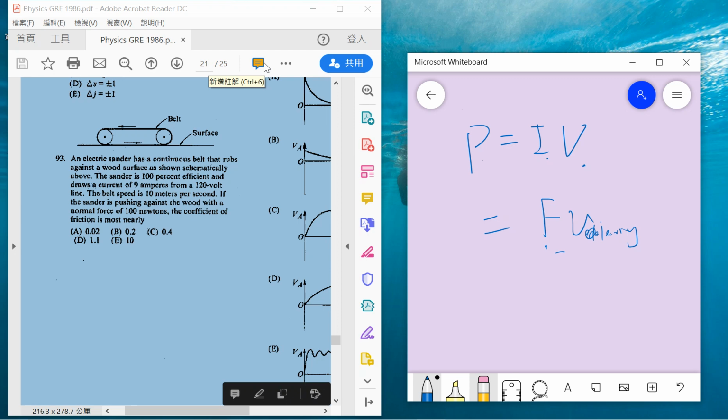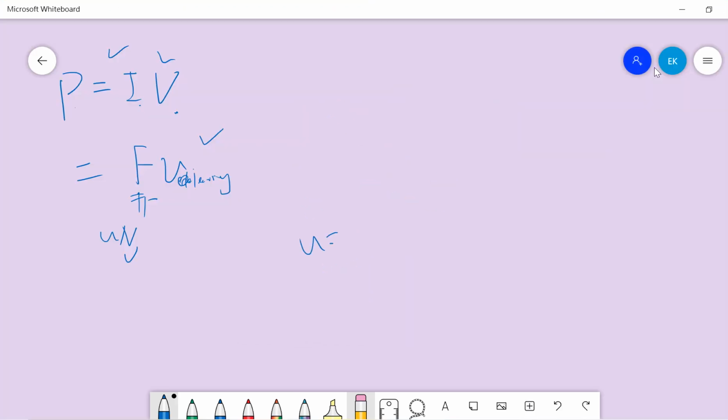Okay, but it asks you about the coefficient of friction. So coefficient of friction comes from the force term. Oh, so you have velocity, right? You have the velocity is 10 meters per second. So you have this, but you don't have this. This is mu times n, right? So you have all the coefficients, then you can solve mu. So mu is IV divided by n times velocity.